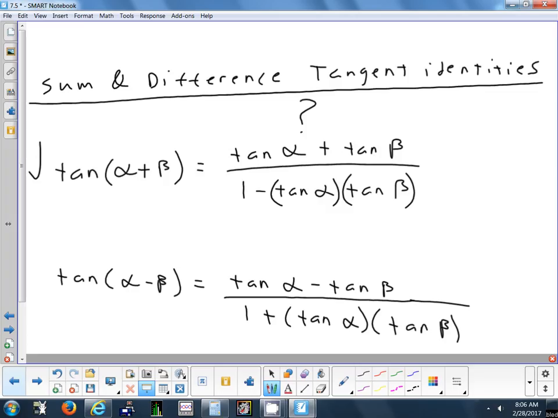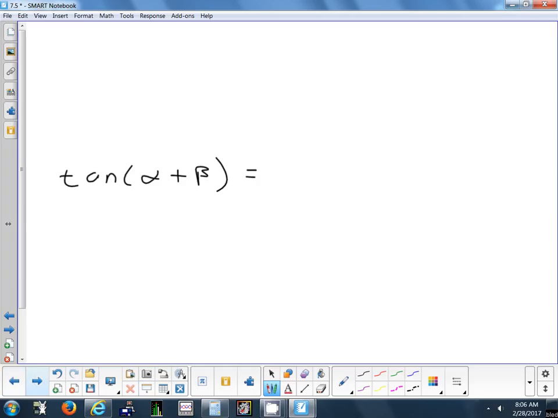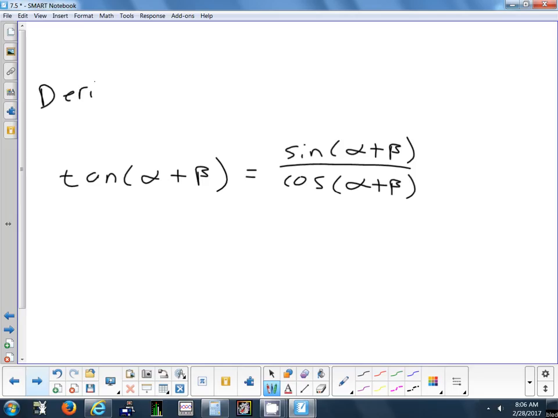Amanda? Yeah, you can write it as the sine over the cosine. So this is the same as sine of alpha plus beta divided by cosine of alpha plus beta. Any questions on that? All right, so what we're doing is a derivation of the tangent sum identity.